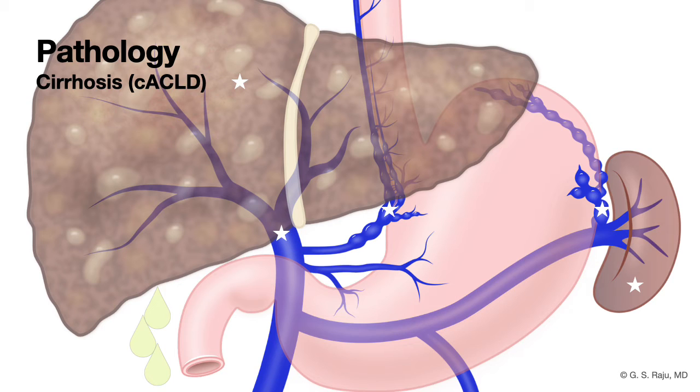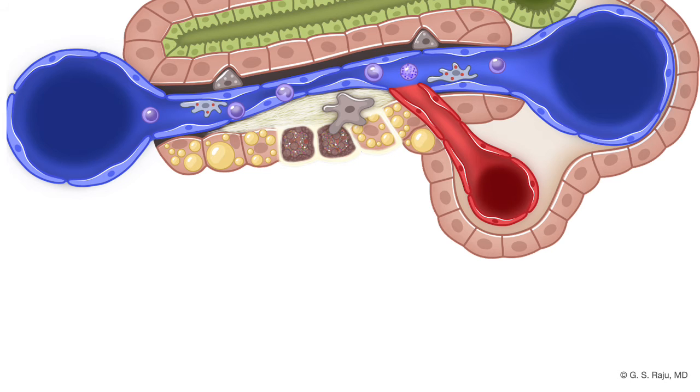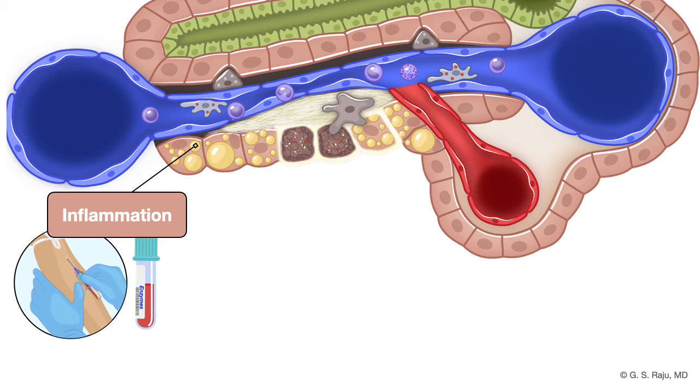And if you keep this in mind, then it's very easy to list out the findings of cirrhosis on imaging studies. But before we go there, let us review the basic pathology at the lobule level, where you will see inflammation, which you will find out by checking liver enzymes. Hepatocyte injury results in elevation of AST and ALT. Bile duct epithelial injury results in elevation of alkaline phosphatase. And as things get worse, bilirubin gets elevated.